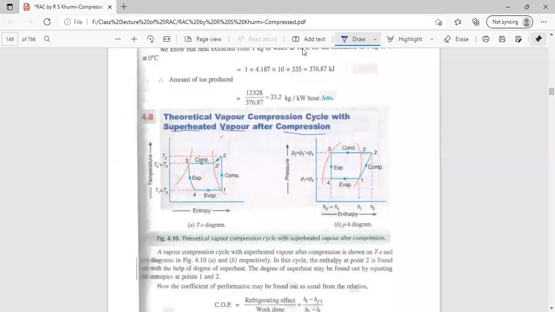It is similar to before. 4 to 1, that is evaporation, and 3 to 2, which is condensation, is an isothermal process. And in the PH diagram, 3 to 4 is shown as constant.